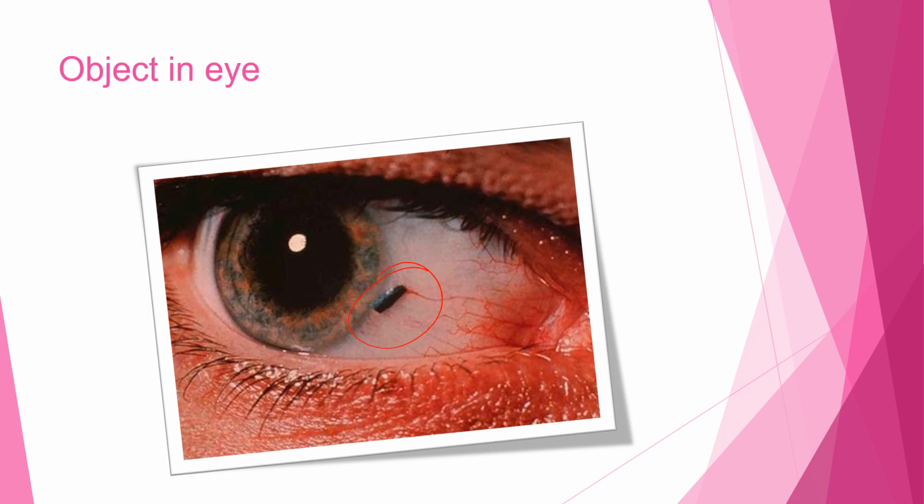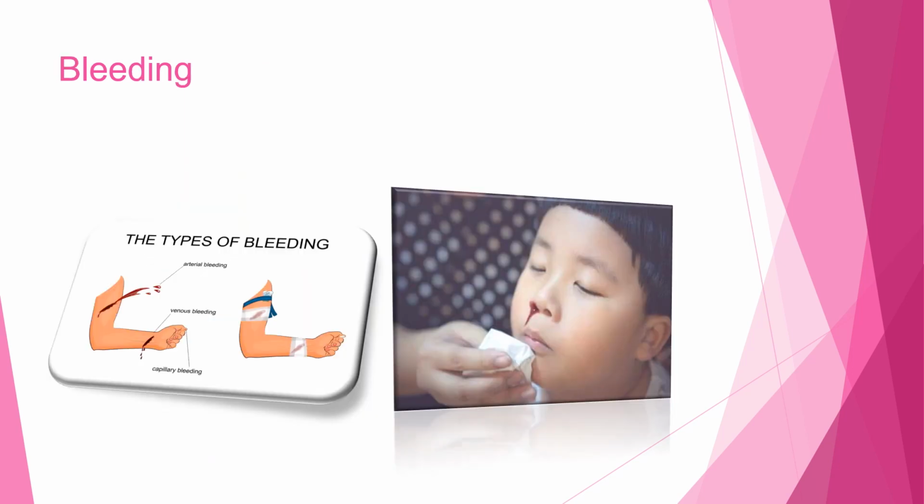Now we will move on to cases of bleeding. Bleeding can be life threatening, right? There are types of bleeding. In arterial or venous bleeding, the bleeding will be too much. But capillary bleeding will be small, so we can wash it off and just apply antiseptic.